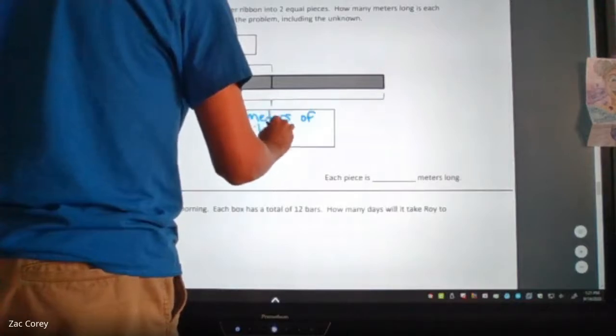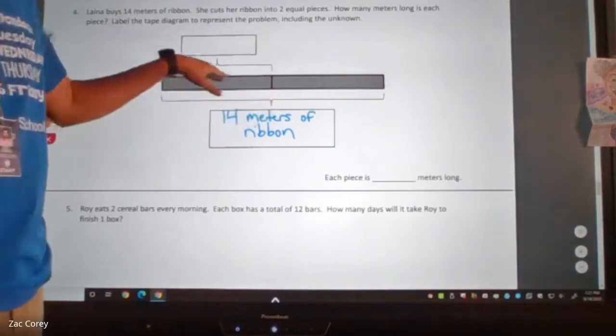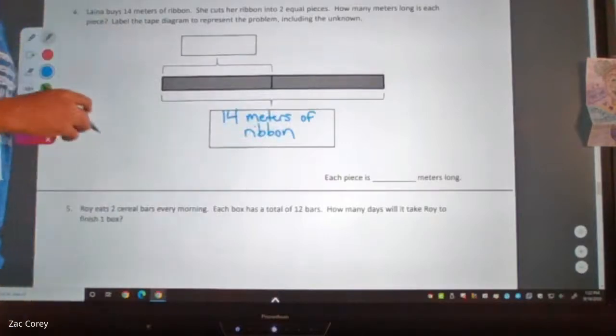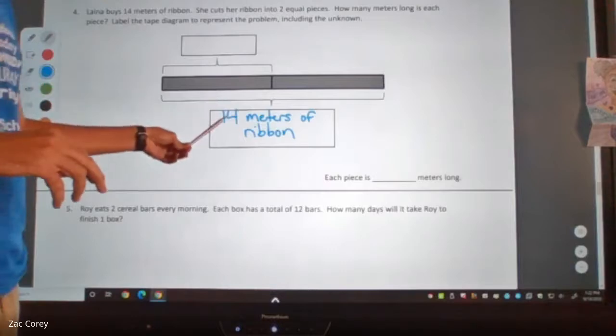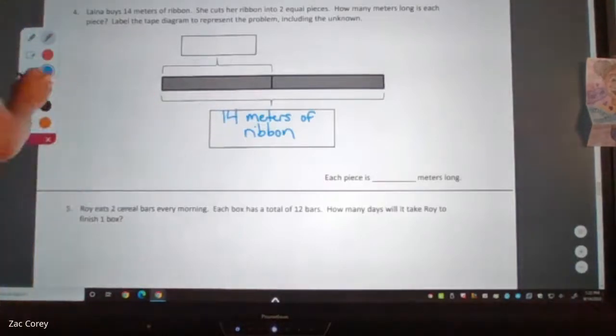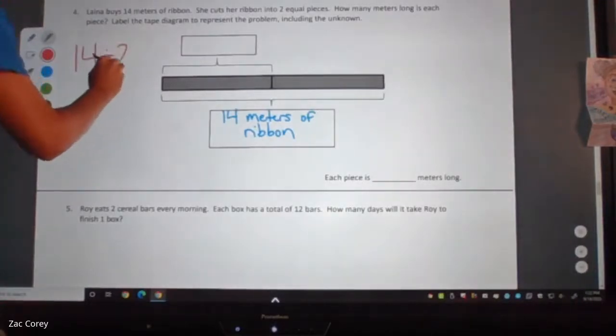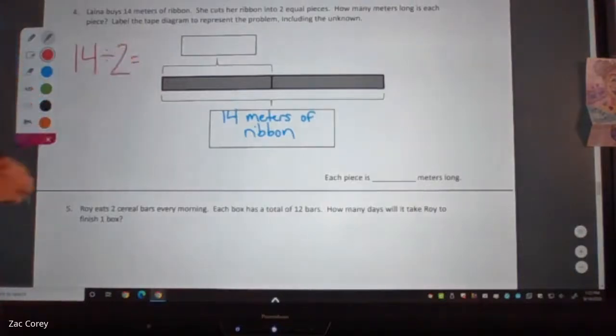All right. So we want to know, if she cuts it in 2 equal parts, how many is in each part, right? Well, remember from before, if we're dividing them into 2 groups, that means blank plus blank should equal 14, right? Because 14 divided by 2 should give us the answer. Let's go ahead and write that over here. 14 meters of ribbon divided by 2 equal groups equals, so let's think about that. We have 14 meters divided by 2.